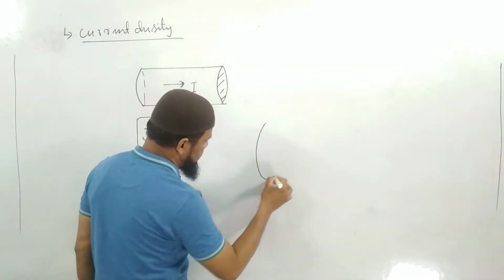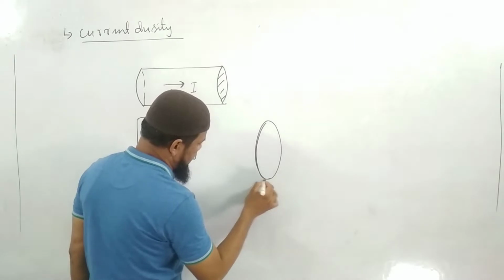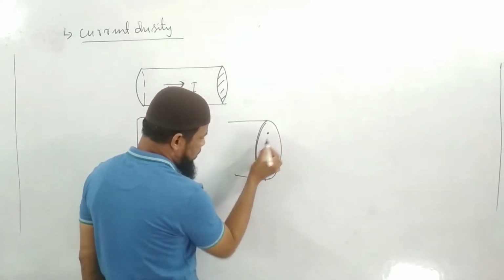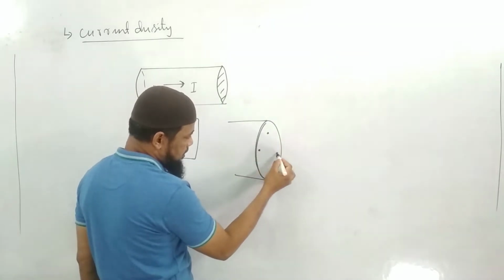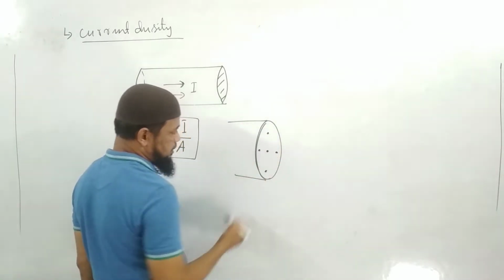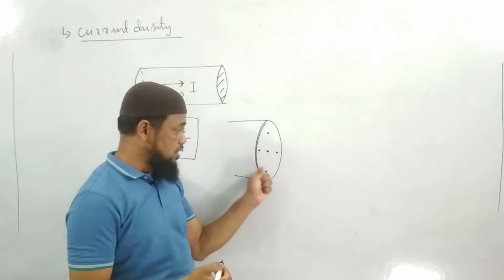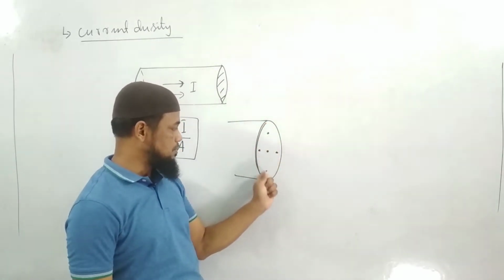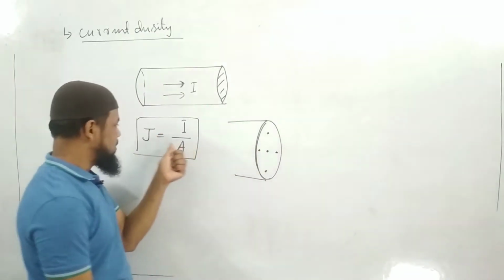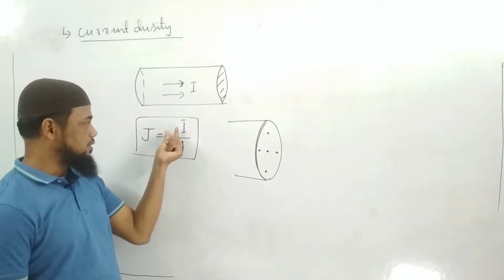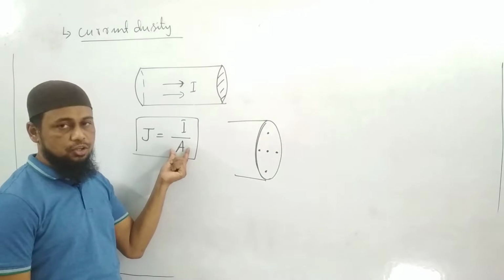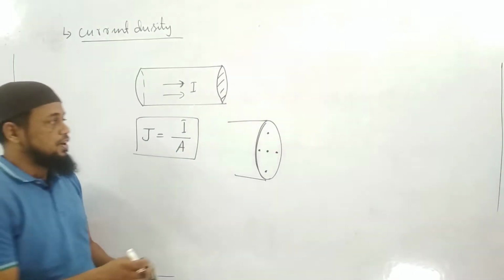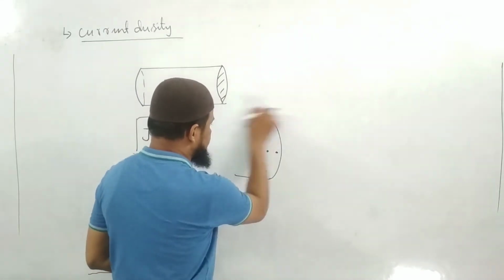For example, there is a conductor. If we consider a point here, another point here, and another point here, and the current at each and every point of this cross section is the same, then the current density will be defined as current per unit area. Exactly, current density is basically defined at a point.